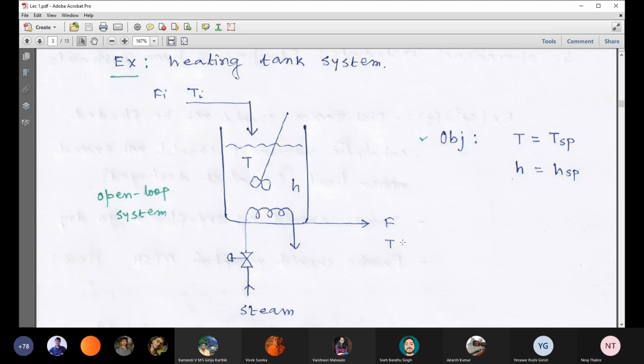Fine, I think you have drawn this. So you see in this process, F is basically the flow rate. We denote the volumetric flow rate by capital F, and suffix i indicates the input. So the inlet stream has flow rate Fi and temperature Ti. Now there is one stirrer mainly to maintain the temperature uniform in this heating tank system. T is temperature and H is height. The outlet stream has flow rate F and temperature T. Now to heat this liquid up, we are using steam which is flowing through a coil.